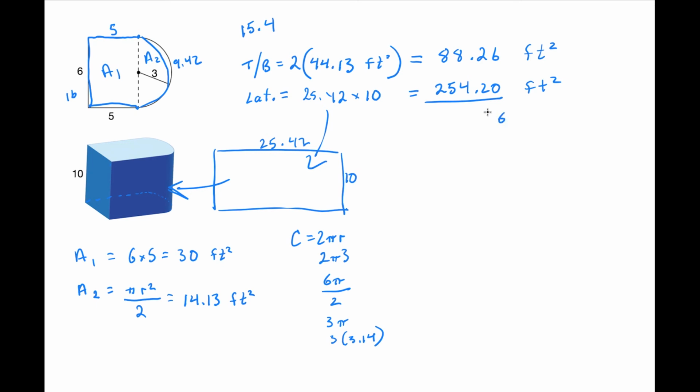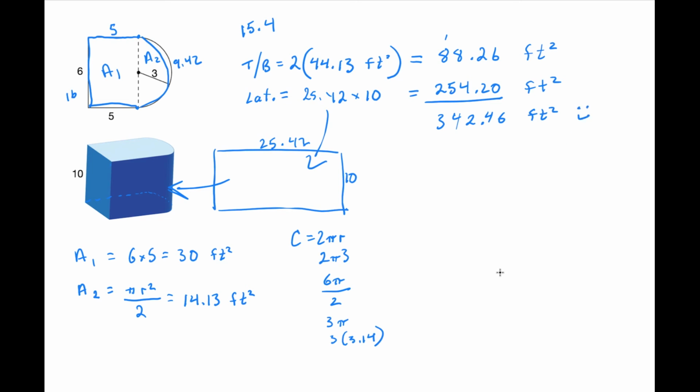And then we add them together. And we have 342.46 feet squared. And that is the same answer the book got. So I got it right.